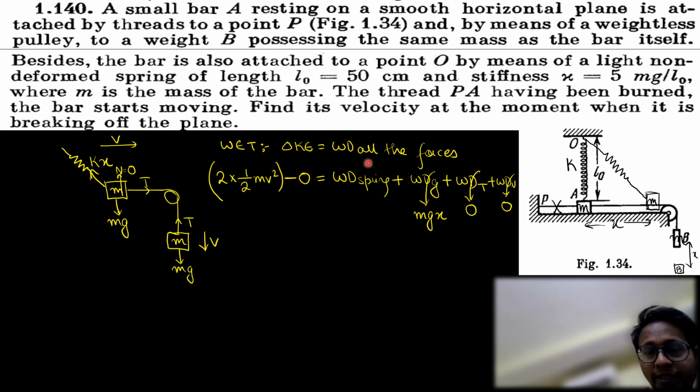Work done by spring is nothing but minus half k delta L square, where delta L is the elongation of the spring, or change in length of the spring. Work done by spring is always minus half K into delta L square. Understood? So this equation you have to calculate to find out the net velocity out here.